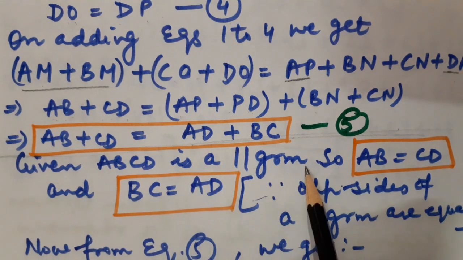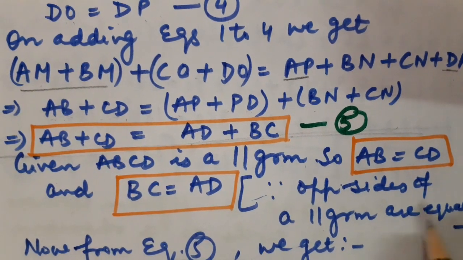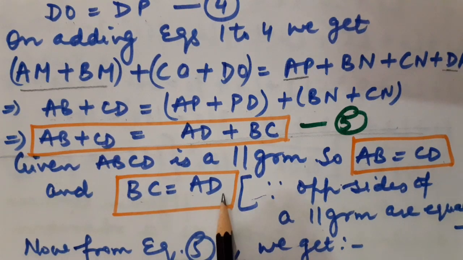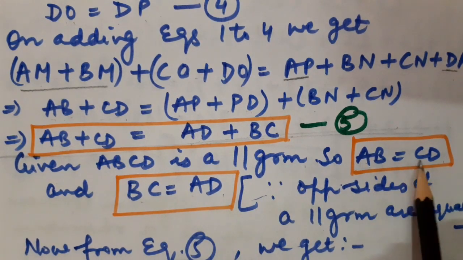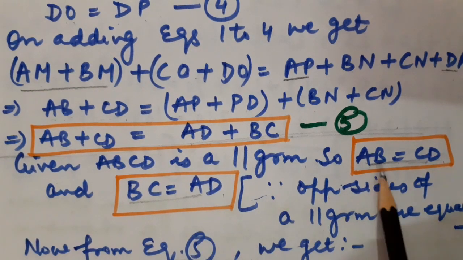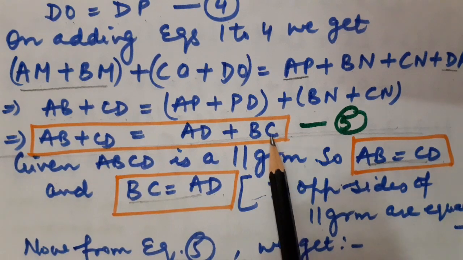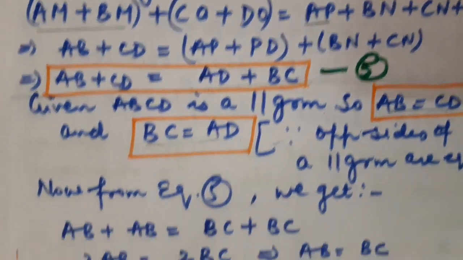Given ABCD is a parallelogram. So if ABCD is a parallelogram, it means the opposite sides of a parallelogram must be equal. So AB must be equal to CD and BC must be equal to AD. Correct? Now I am going to use these two equations, basically AB is equal to CD and BC is equal to AD, and put them in equation number 5.